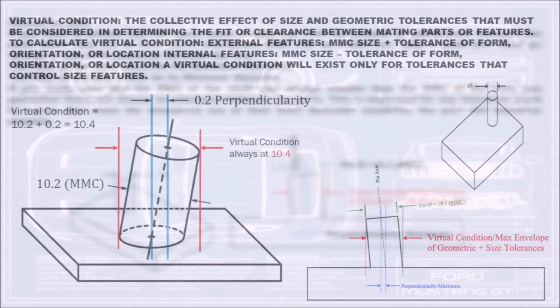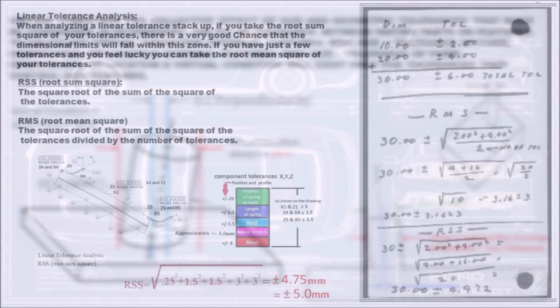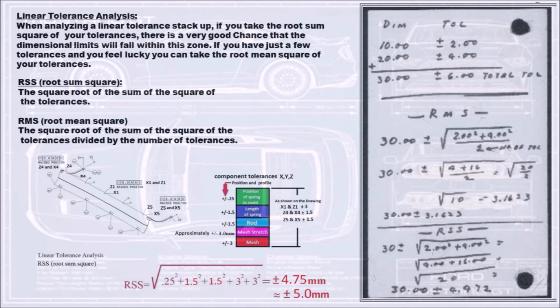Virtual condition: the collective effect of size and geometric tolerances that must be considered in determining the fit or clearance between mating parts or features. To calculate virtual condition, for external features, MMC size plus tolerance of form, orientation, or location. For internal features, MMC size minus tolerance of form, orientation, or location. A virtual condition will exist only for tolerances that control size features. This is a good mathematical equation.